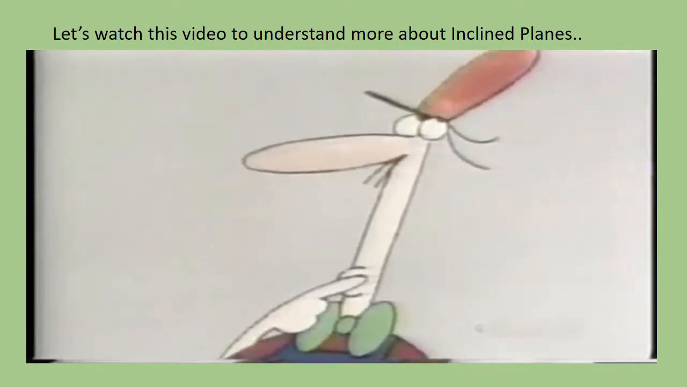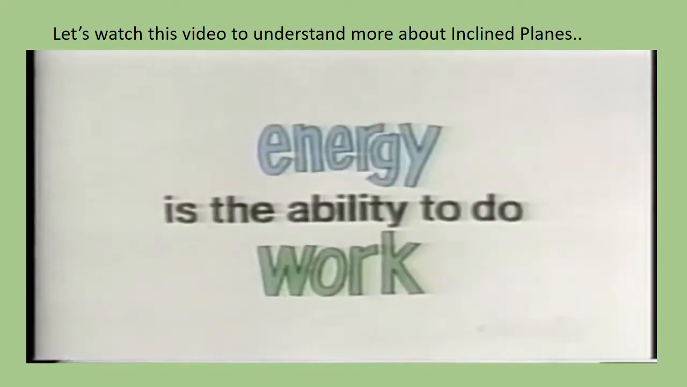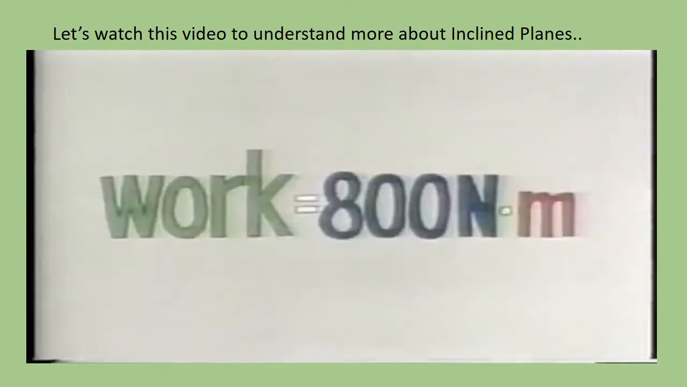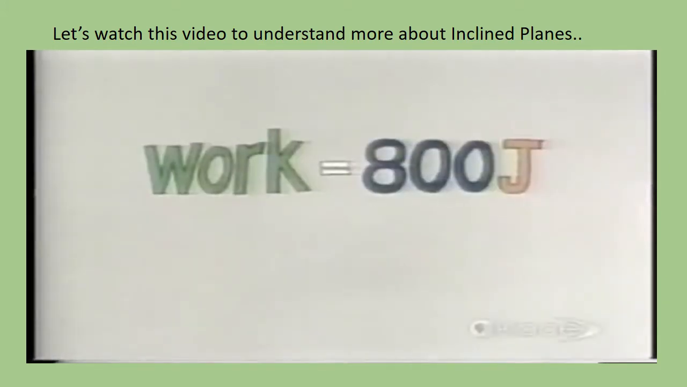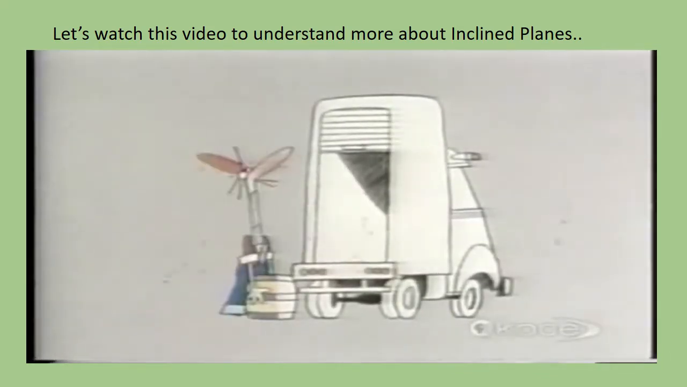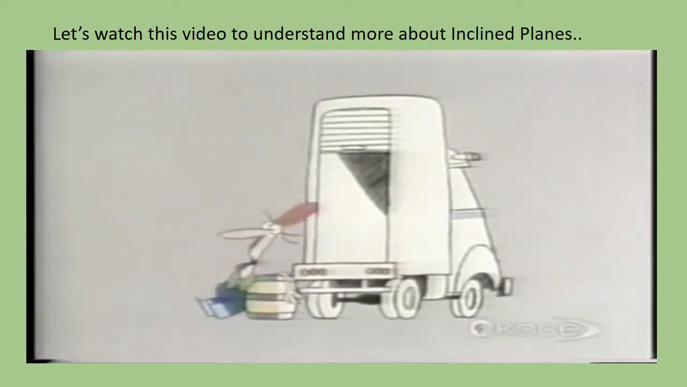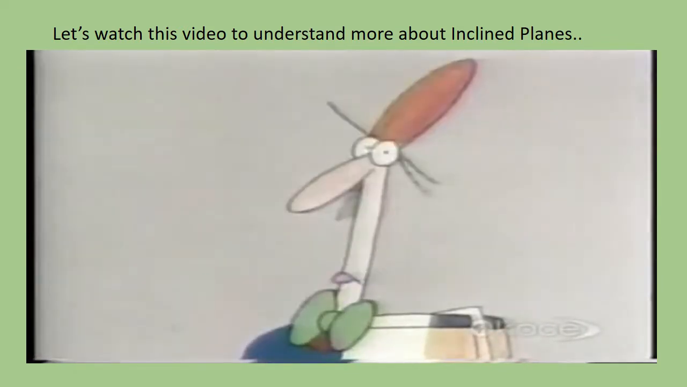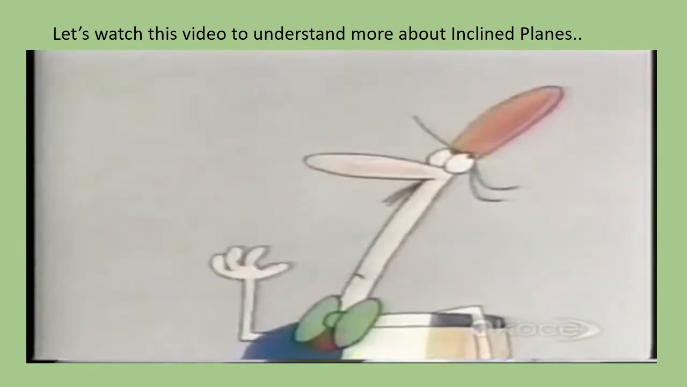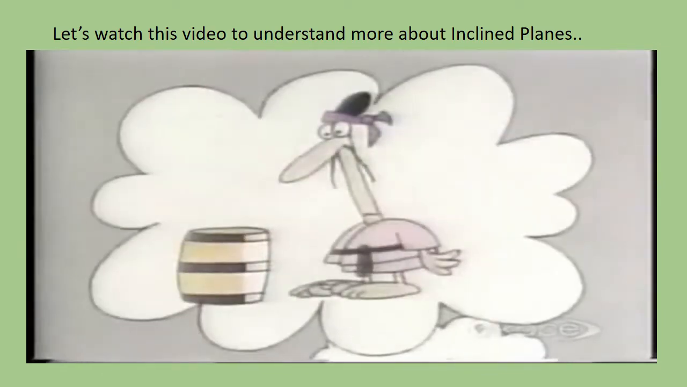Well, figure it out. Energy is the ability to do work. Work equals force times distance. 800 newton meters of work, or 800 joules of work, which is the same as 800 joules of energy. But you still can't lift the barrel. There's something wrong somewhere. Perhaps it's because you have to exert your energy all at once. If only you could load the barrel onto the truck a little bit at a time.